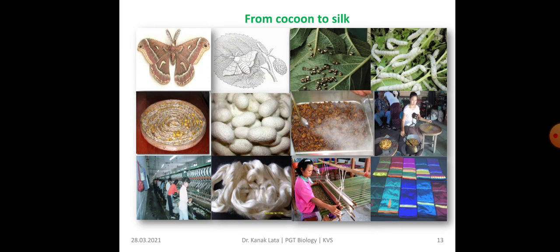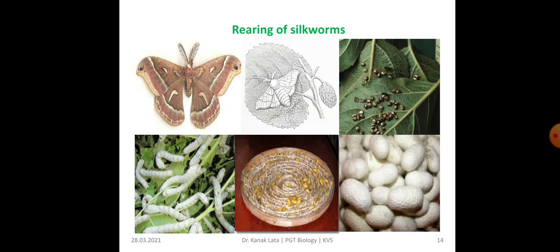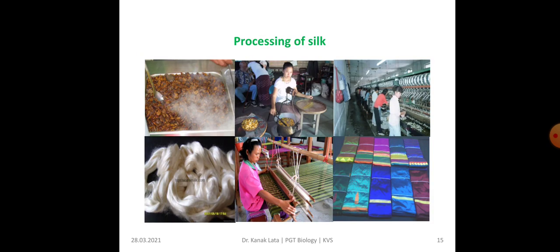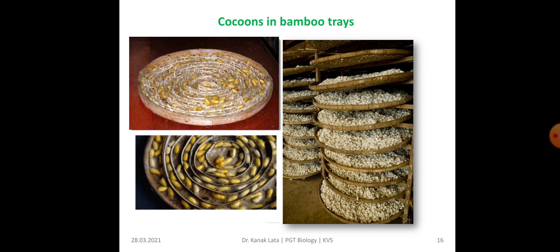Here you can see the different steps from cocoon to silk. Here it is the rearing of silkworm. Now it is about the processing of silk. In this figure you can see that cocoons are kept in bamboo trays, and inside the bamboo trays mulberry leaves are placed and they feed on the mulberry leaves.